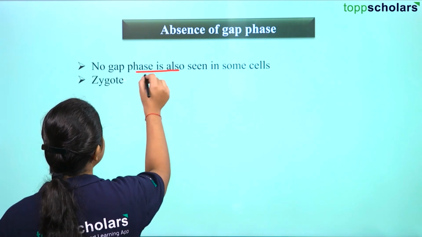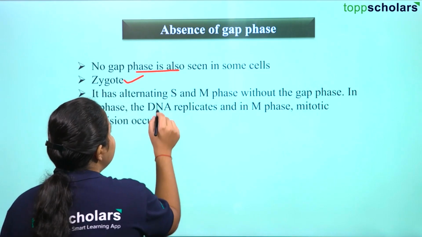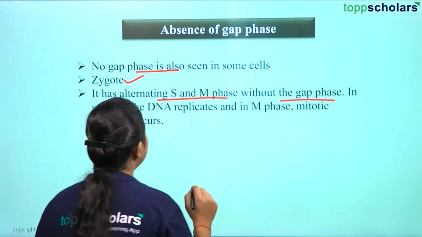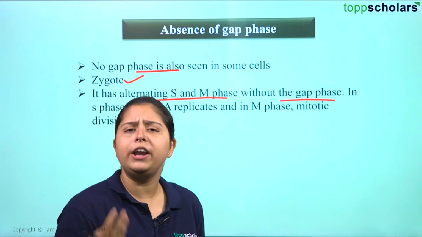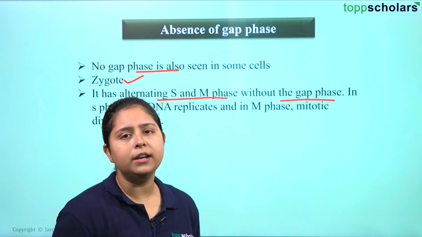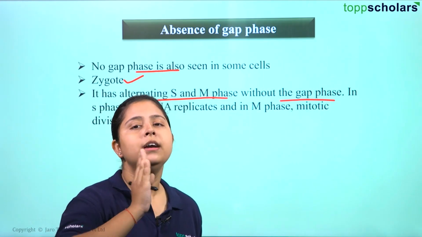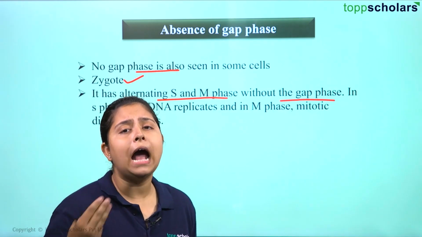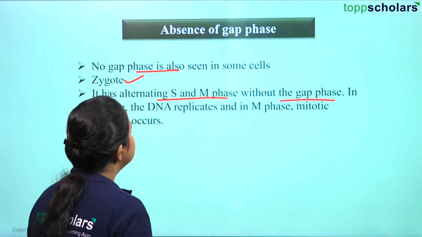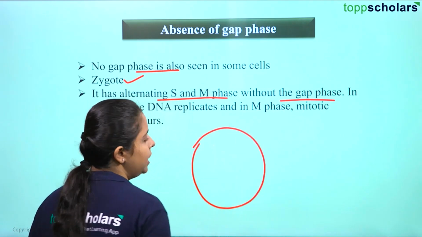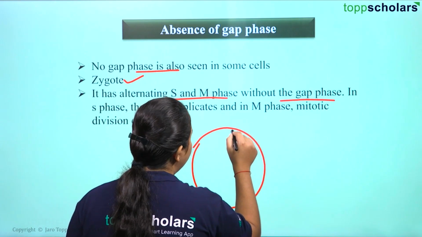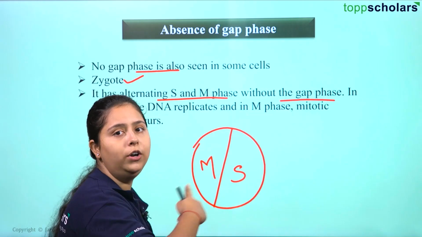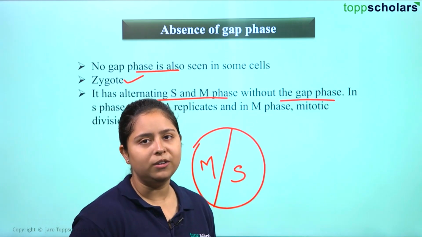For example, we have the zygote. What is happening in it? It has alternating S and M phase without the gap phase. In S phase, what will happen? Yes, the DNA will replicate, and in M phase, the cell will divide. So basically, DNA replication, cell division. DNA replication, cell division. This is what keeps on happening in the zygote. So if this is the pie chart for our cell cycle, then half of the part is for S phase and half is for M phase. There is alternating M and S phase going on.